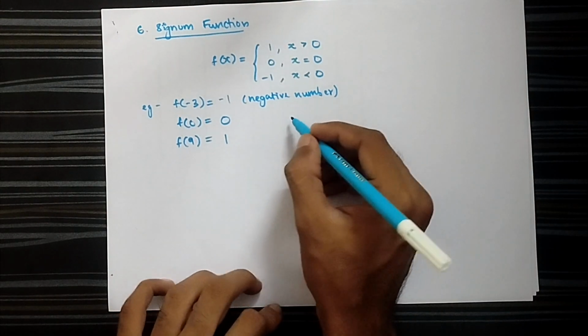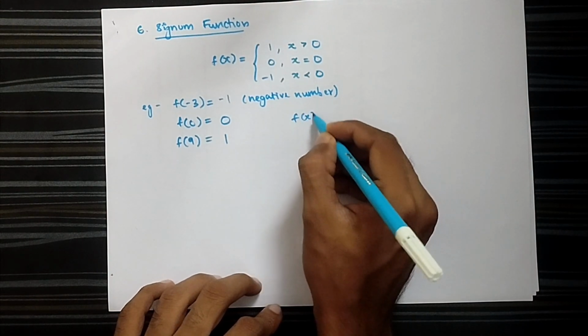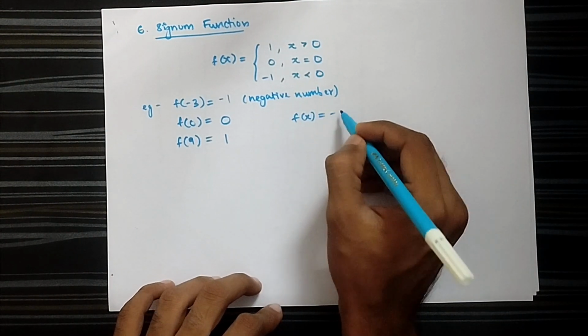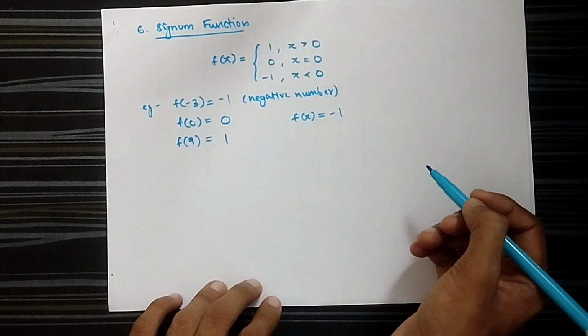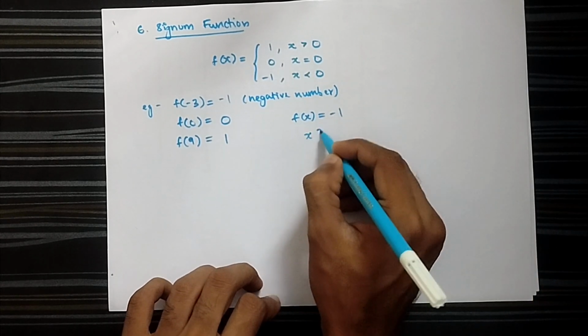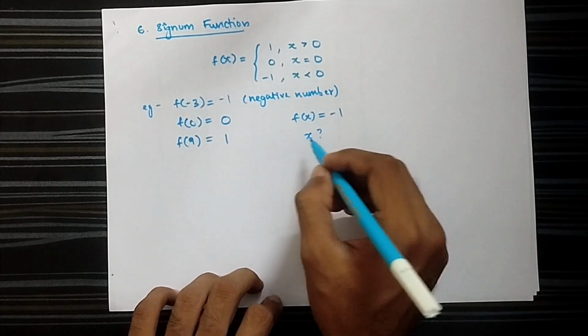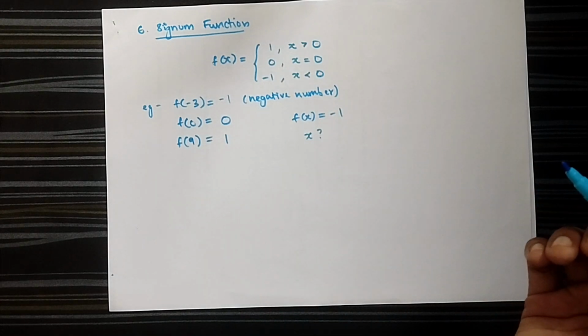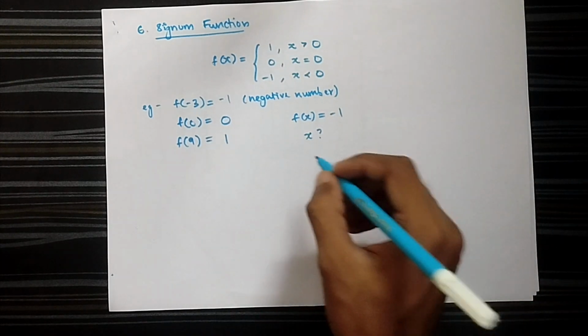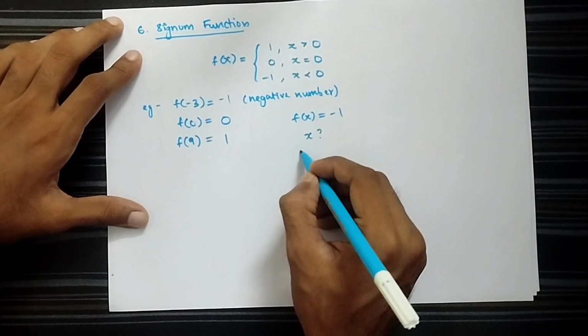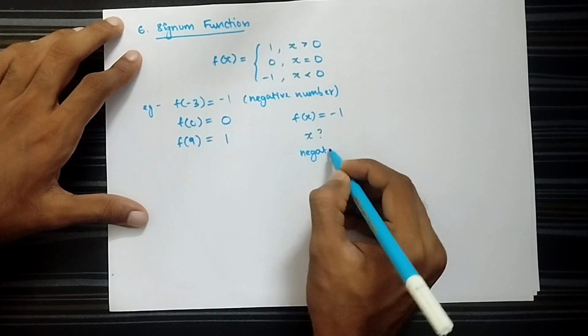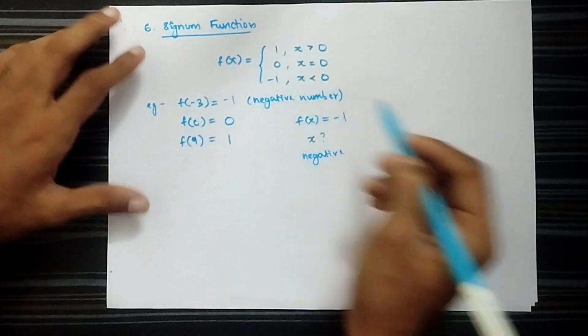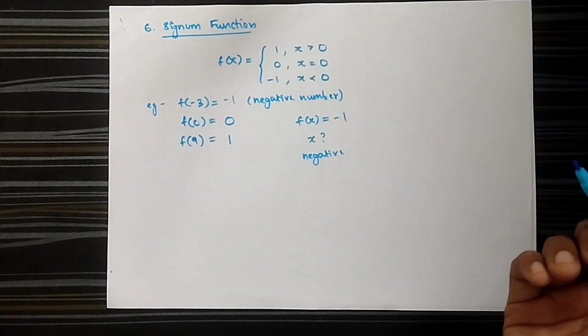So there can be questions like, if f of x is equal to negative 1, what can you say about x? If f is a Signum function, x would be a negative number, since negative numbers only give negative 1 as output for Signum functions.